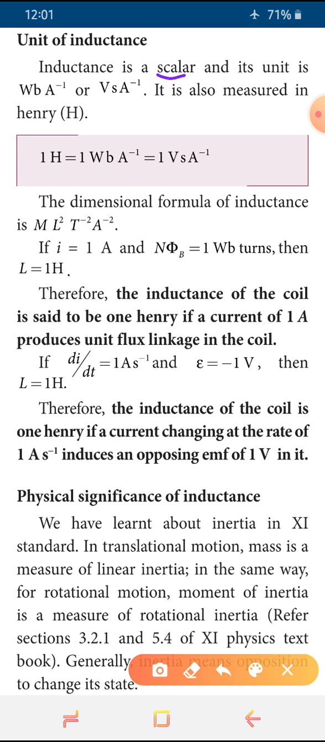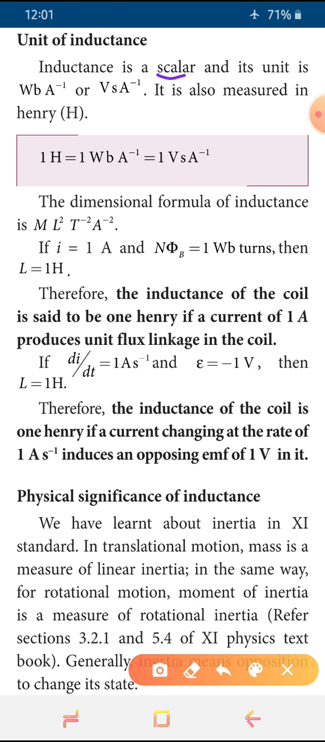Okay, and the dimensional formula of inductance we are giving as M L power 2 T power minus 2 A power minus 2. Suppose the current value is 1 ampere, then N phi B will become 1 Weber turns. Then the L value, the inductance value, will become 1 Henry. So here we can define the inductance of the coil as 1 Henry when the current flowing through that coil is 1 ampere and it produces a flux linkage of unit value. That is called 1 Henry.